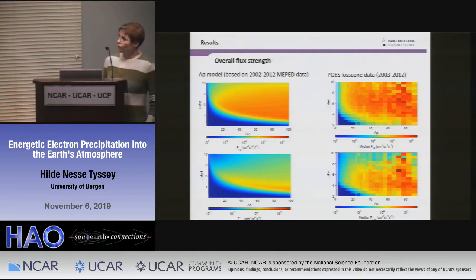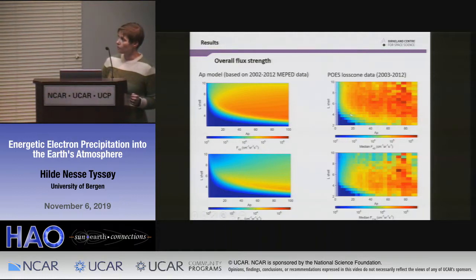So here is the overall flux strength. We have the loss cone flux on the y-axis, AP on the x-axis. So here is the mathematical description, which is the AP model. We can have that for different energies, it's just the equation. As expected, since this is the loss cone flux that uses both 0 and 90, and this is based on just a 0-degree detector, we see that we have about an order of magnitude general difference.